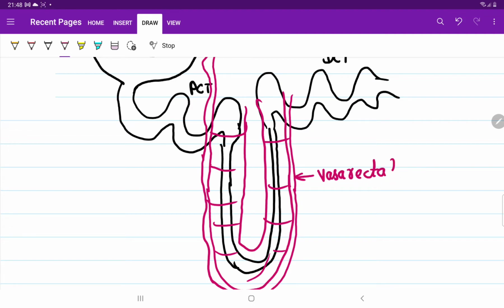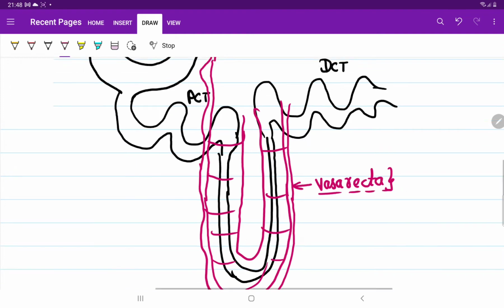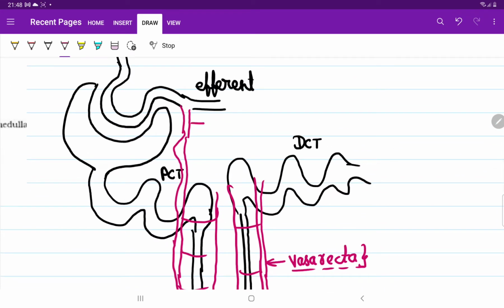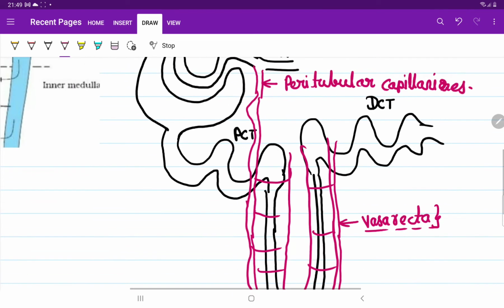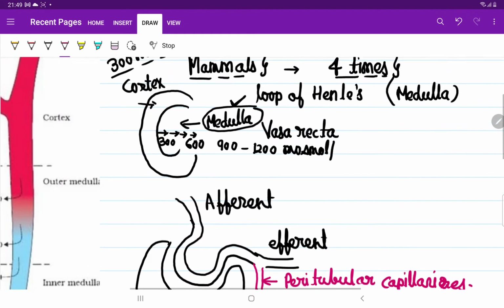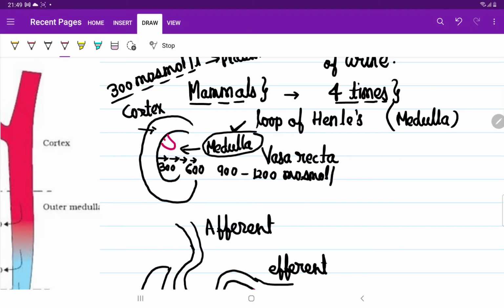So what is vasa recta? This vasa recta is part of the peritubular capillaries. And what are these peritubular capillaries? They are the blood capillaries which start from the efferent arteriole. So this vasa recta and loop of Henle participate in the concentration of urine, and everything is arranged in this medulla region, right?